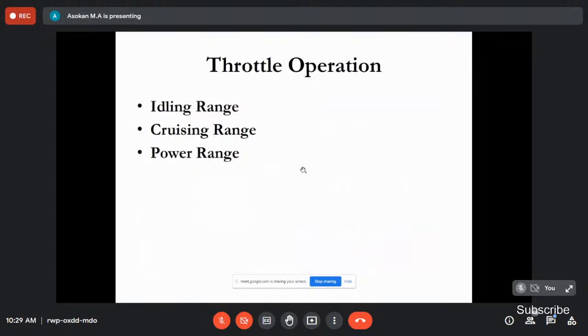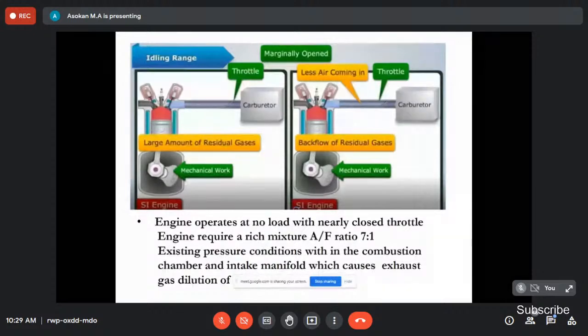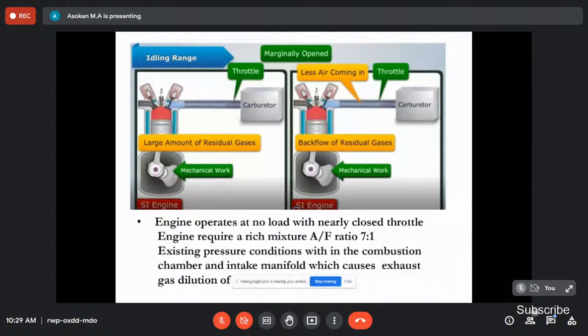Now, what are the idling range, cruising range, and power range? See, this is the idling condition. The carburetor is located outside of the cylinder, and after the carburetor there is a throttle valve. In idling condition the engine runs idle with no movement, so the throttle valve is almost closed, around 90% closed. The residual gases are already available at the top of the piston, and because of the pressure difference these residual gases flow through the exhaust port.